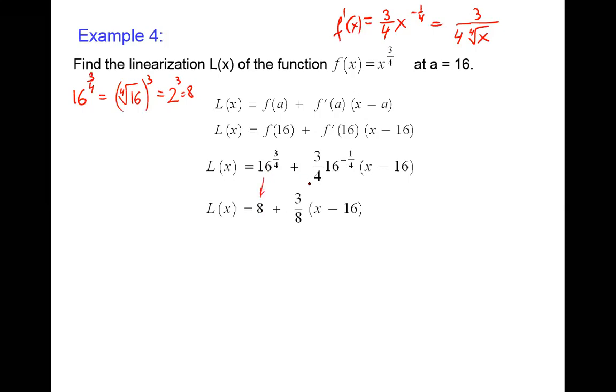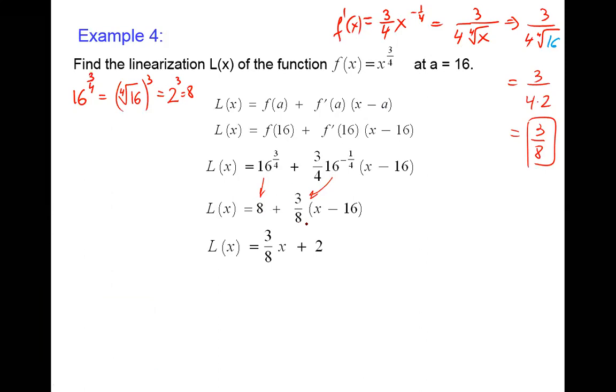Okay? We do have this and we do have this. I can put 3 over 4 times 2, which is 3 over 8, just in case we have to see the steps. Okay, that's the line, and let's distribute. That means I distribute 3 over 8 times x and 3 over 8 times negative 16. This will be negative 6, because 8 and 16 I can cancel out. Negative 2 times 3, negative 6. 8 minus 6 is 2. Okay, we do have a nice linearization.